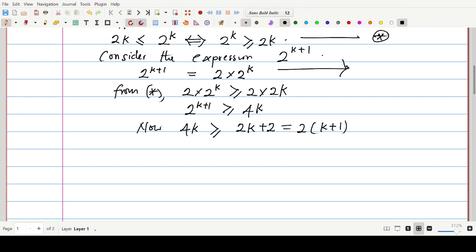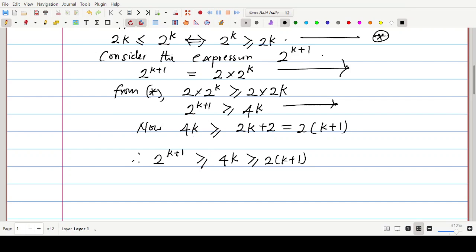Okay, let's take 2 for example. Put 2 here. 2 plus 1 will give me 3. 3 times 2 is 6. Put here will be 8. You see that the inequality holds true in this case. If you put 3, it will become 4 times 3, 12. You see that 4k is always bigger than or equal to 2k plus 2. So in this line, I can write, therefore, 2 to the power k plus 1 is bigger than or equal to 4k, and this 4k is bigger than or equal to 2k plus 2.